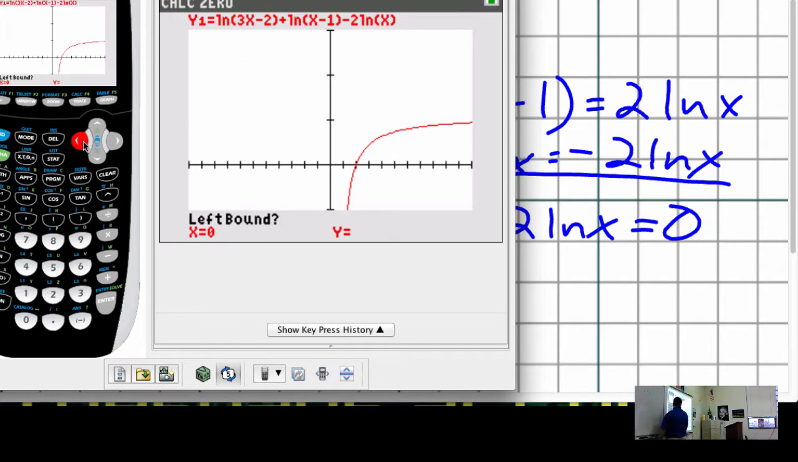Now for the left boundary, I bring this in so it's just a little bit to the left, and then it says right boundary, so a little bit to the right. Somewhere in the middle. The 0 occurs when x equals 2. When x equals 2, y equals 0. Does that make sense? Any questions for Mr. Adams?